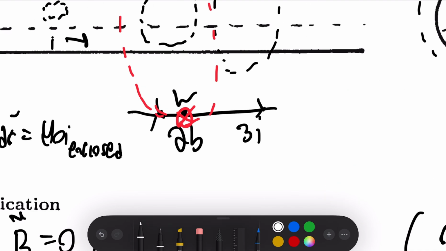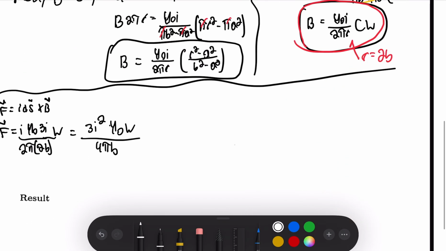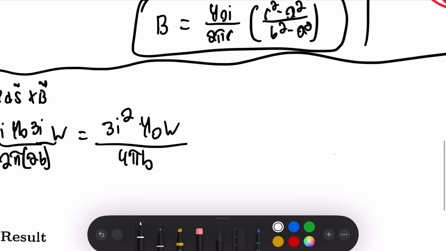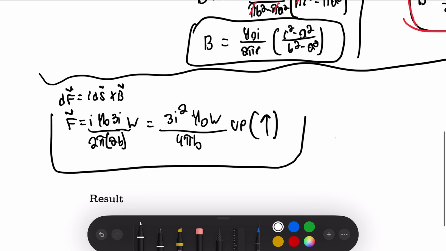And then I curl my fingers into the page, right? Because that's where the magnetic field is pointing in this case. So then my thumb's pointing up. So the direction of this force is up. Or I think the answer key had it as an up arrow. So yep, that's the answer for that.